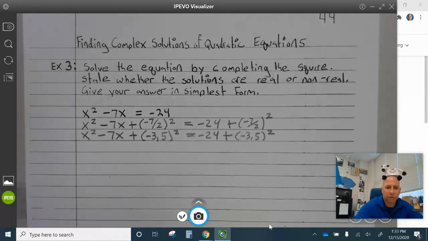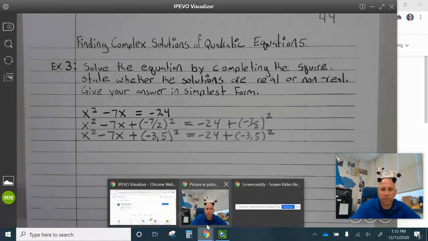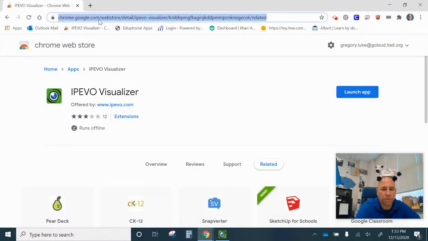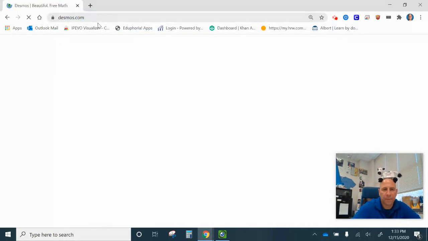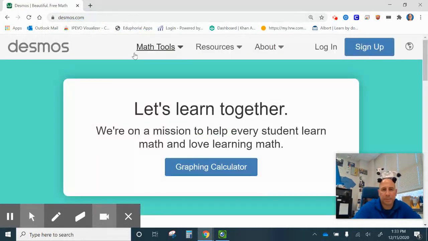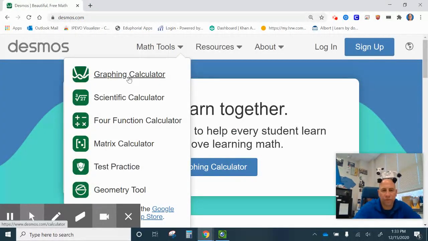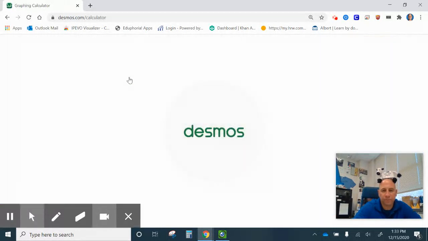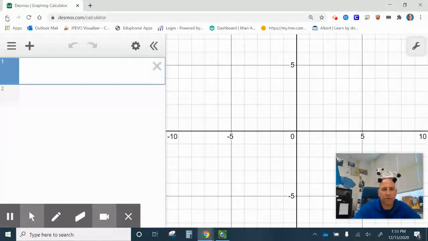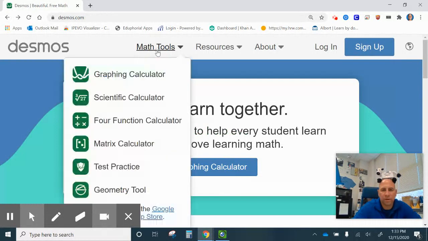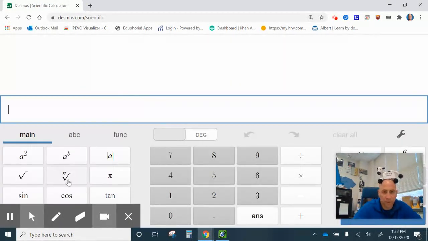Okay, let's go ahead and use Desmos. Math Tools, Graphing Calculator. Oh, I don't want that, sorry. Math Tools, Scientific Calculator.